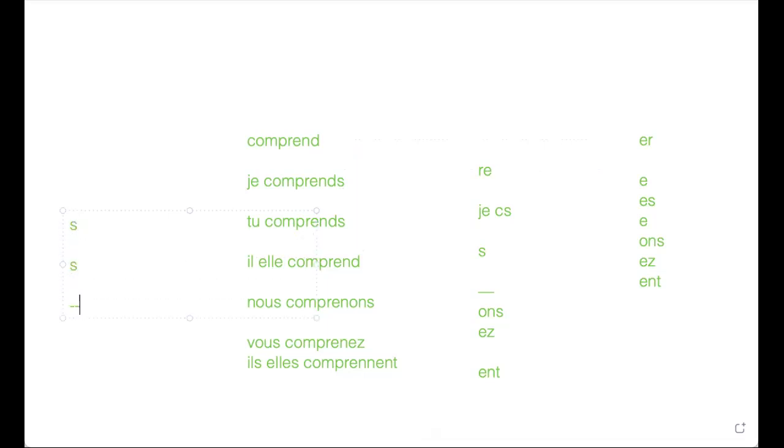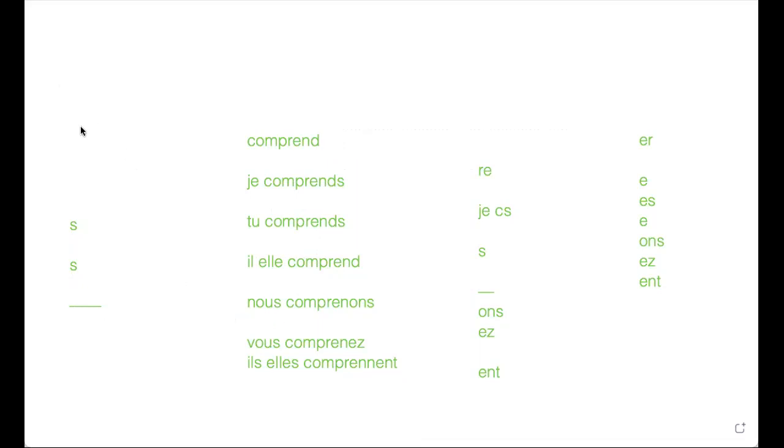S, blank, blank. Because comprendre, we have RE. We remove RE and it is just comprend. C-O-M-P-R-E-N-D. Is it clear to you? Then for nous we have ONS ending, for vous we have EZ ending, and for il, elle, we have ENT ending. Is it clear to you? Clear, Rashmi? Yes, sir.